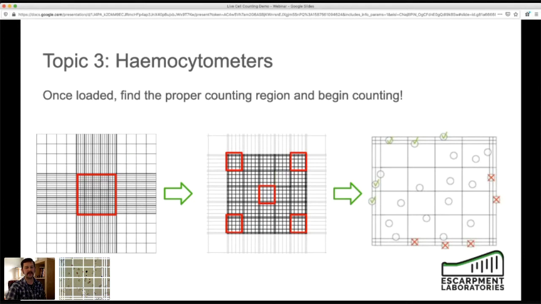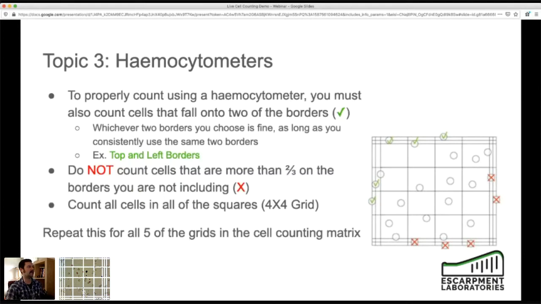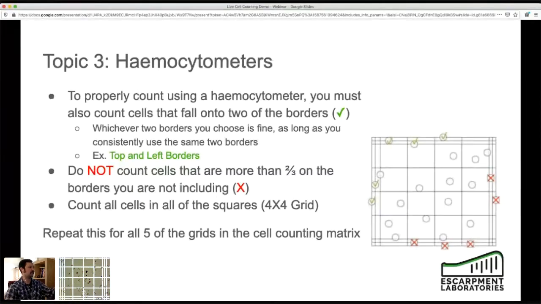To properly count, you need to count as I mentioned. In this stream, that is anything with a check mark on it. Those are ones that are okay to count. Anything with an X are ones that you exclude from that count. Do that for all 5 of the grids in the counting matrix, then we can do some math.